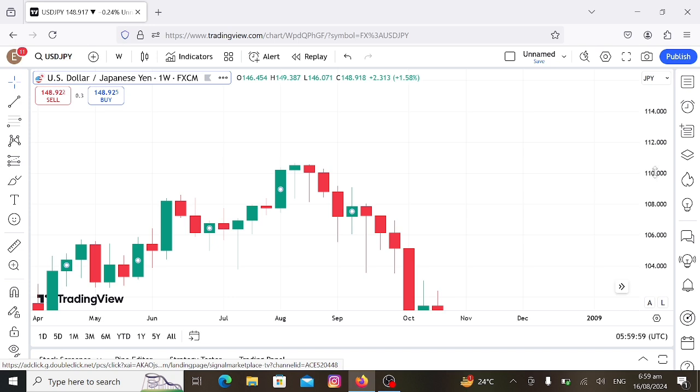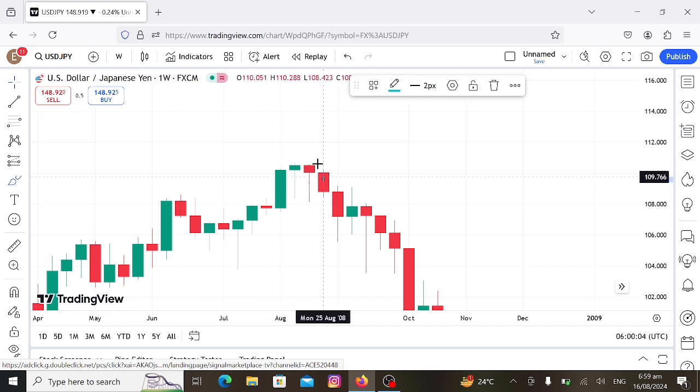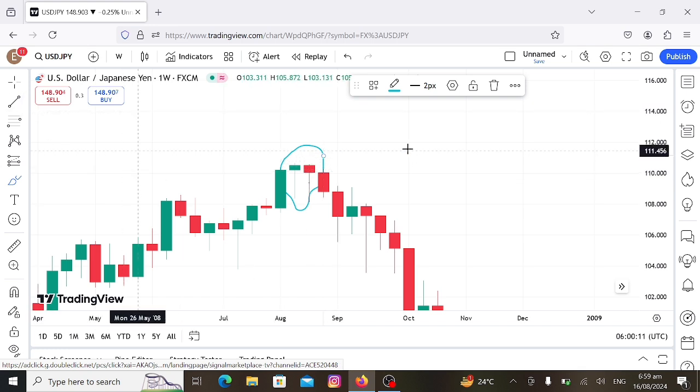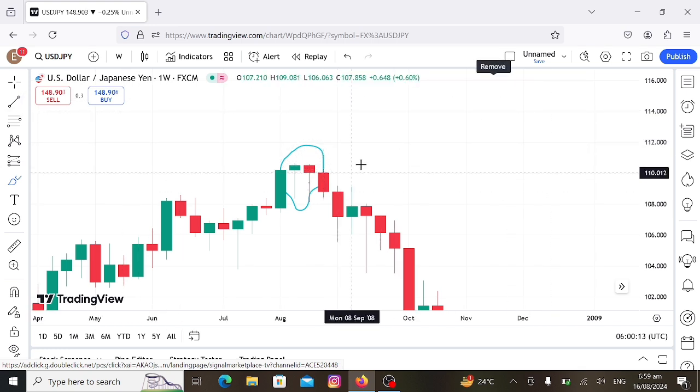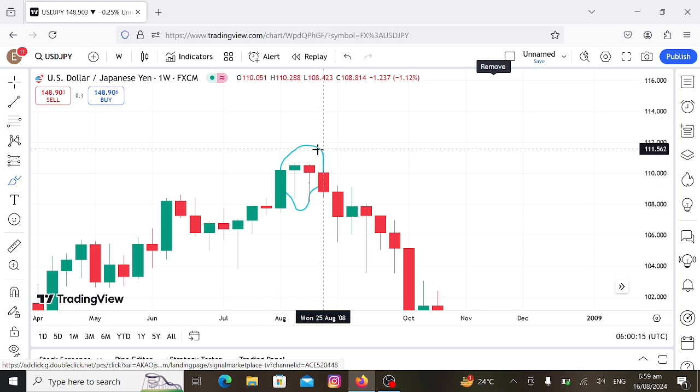This is how a hanging man looks like. As a matter of fact, even two appear here. So this is a hanging man. Here's a hanging man, but I'm not concerned. Let me remove it.